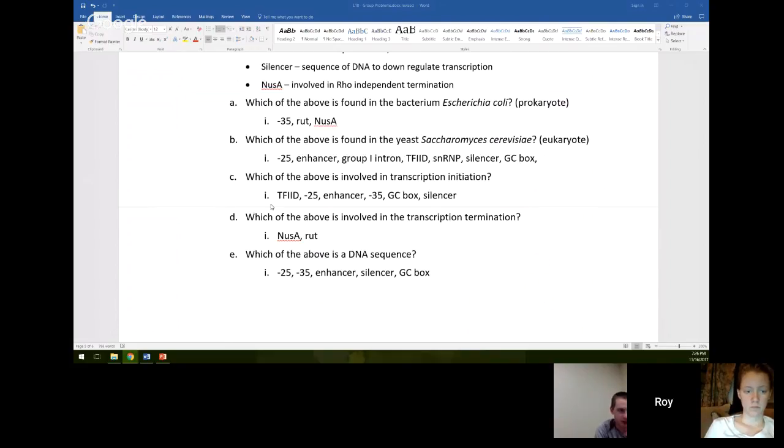C, which of the above is involved in transcription initiation, is -25, enhancer, -35, GC box, TFIID, and silencer. D, which of the above is involved in transcription termination, is Rut and NusA. And which of the above is a DNA sequence, is -25, enhancer, -35, GC box, and silencer.